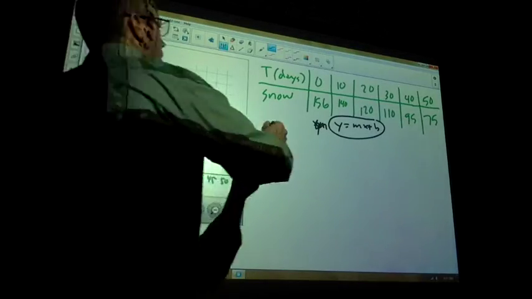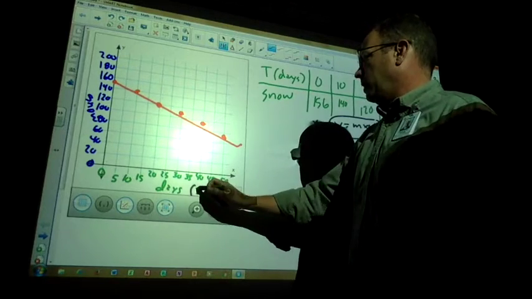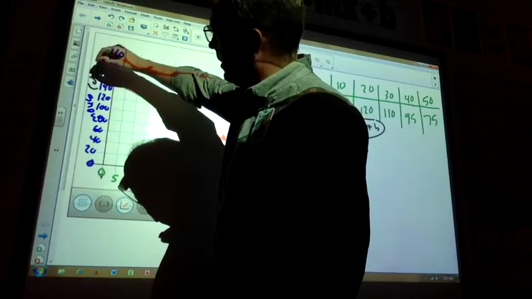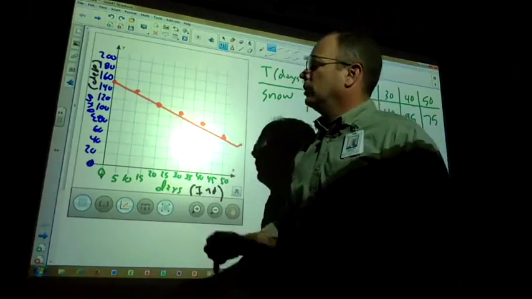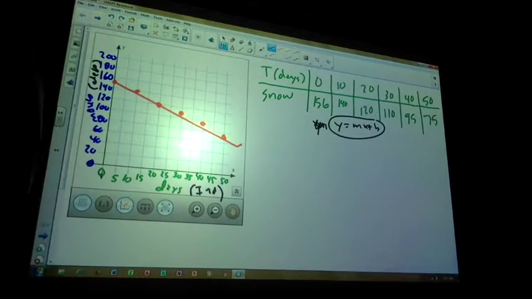The independent variable is the x-axis. So the independent variable is days, and the dependent variable is on the y-axis. The x-axis has an effect on the y-axis. This is a decreasing slope because the snow is melting. Day 0 isn't the start of time. Day 0 happens to start on March 21st, 2010.